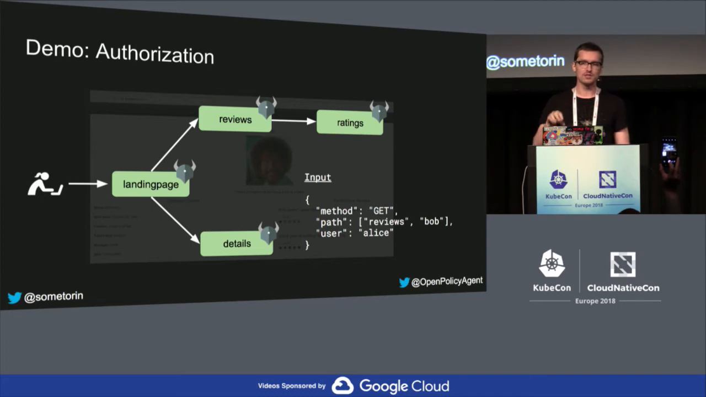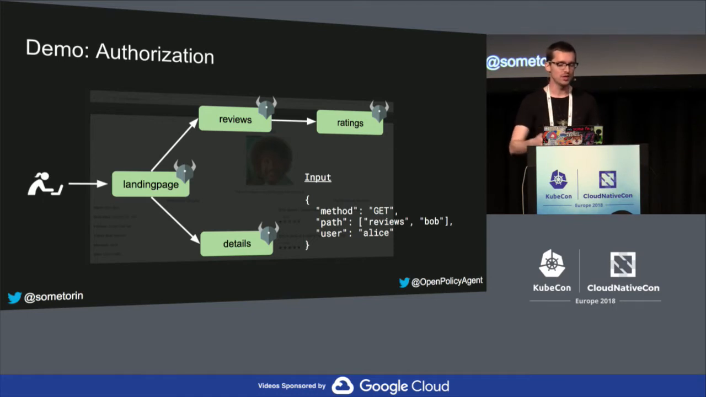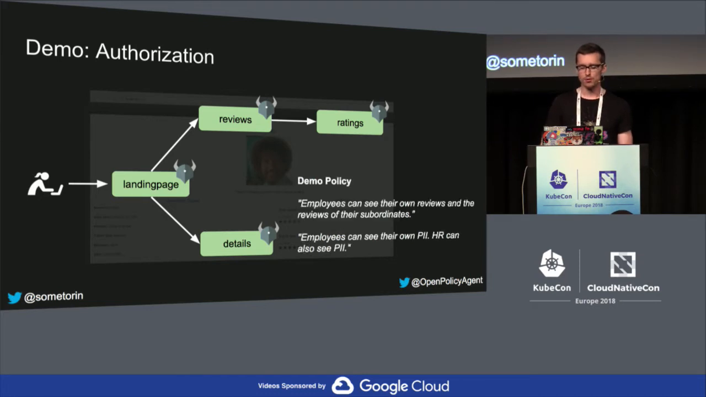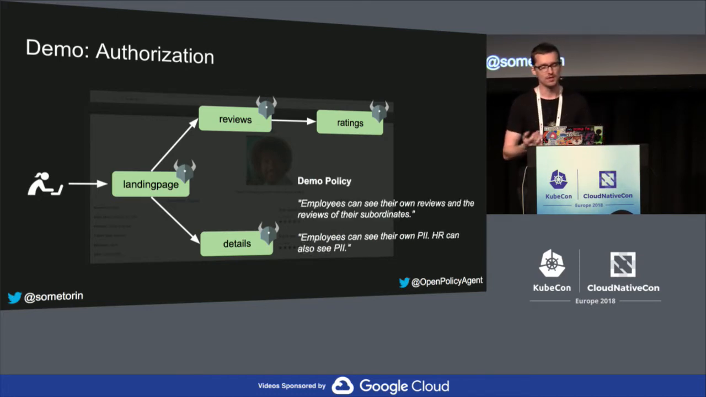Now, each one of these services is going to call out to an instance of OPA and ask for a policy decision at each one of these hops to say, should this request be allowed? Now, in order to make that decision, OPA needs to have certain data that it can reason about. And so in this case, the services provide things like the method and the path and the user and so on. And so the policy is going to be written to evaluate against these things and produce decisions like allow or deny.